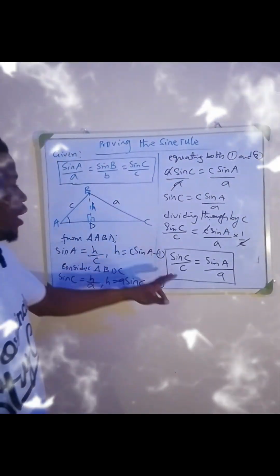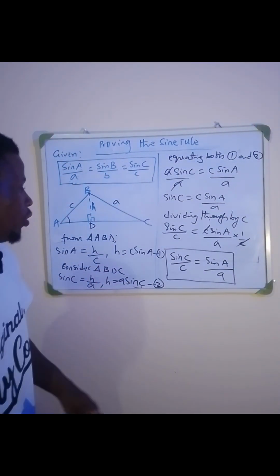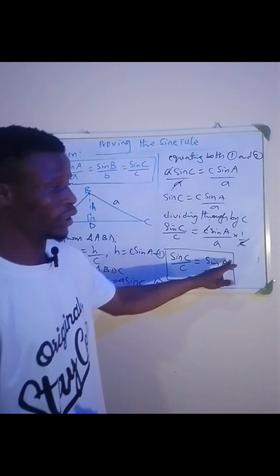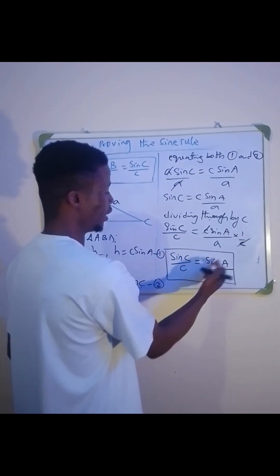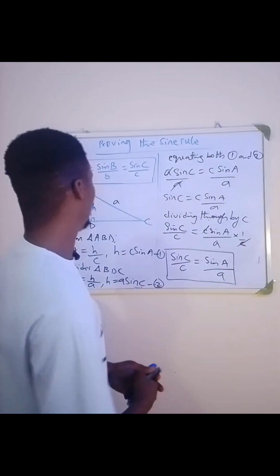So I told you that you can combine any of them. You can combine this and this, this and this, or this and this. So this is sine C over C equals sine A over A, or you can write it as sine A over A equals sine C over C. So this is the proof of the sine rule.